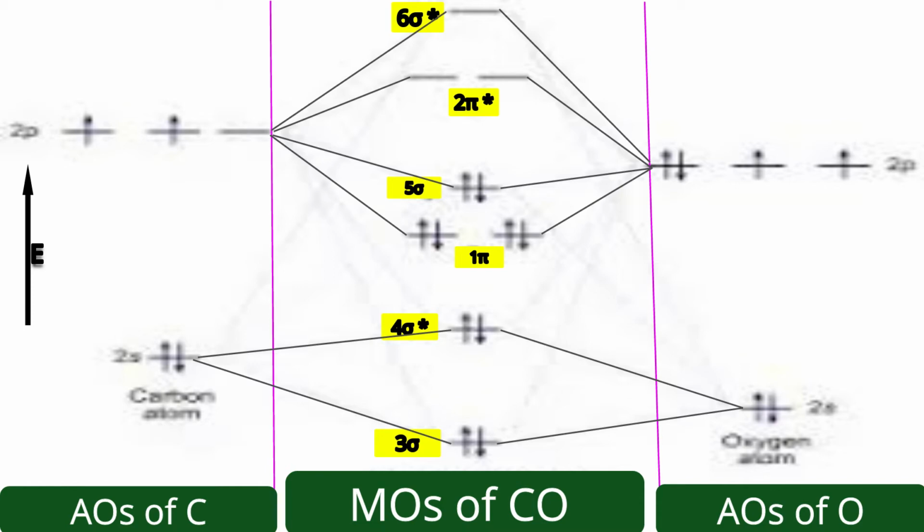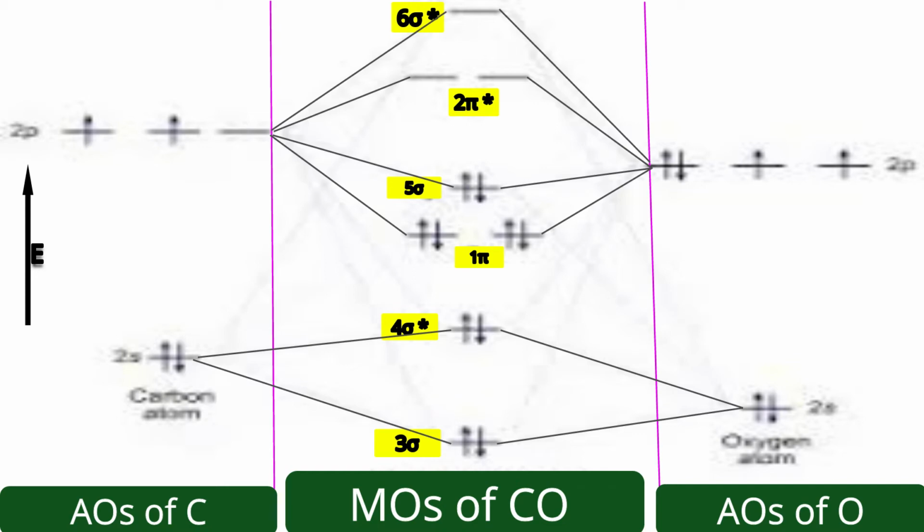The energy arrow is represented on the left side. The resultant orbital, the bonding 2s orbital, I am labeling as 3 sigma. Why number 3? Because 1 sigma and 2 sigma have already taken the first two numbers, which come from the 1s orbital of oxygen and the 1s orbital of carbon. Then the next highest sigma orbital, but it is anti-bonding, so we call it 4 sigma star.